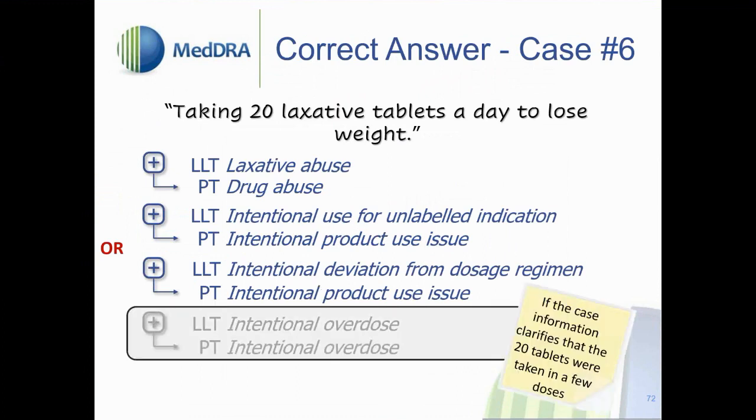But you could, of course, also decide to code intentional overdose instead. You could use the intentional use for unlabeled indication plus intentional overdose in order to capture the deviation from the usual dose. But if you prefer a more conservative approach, you would rather select intentional deviation from dosage regimen and not assume an overdose.